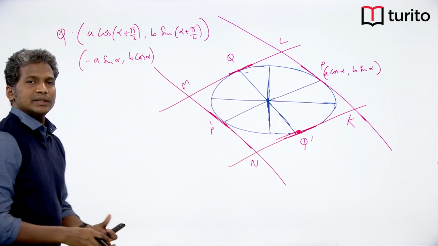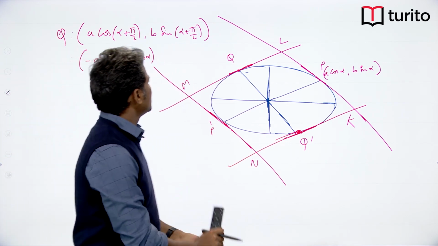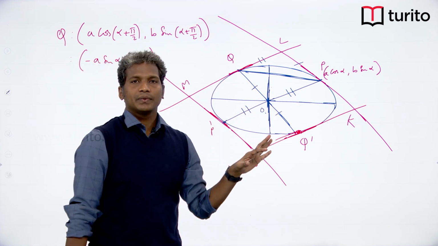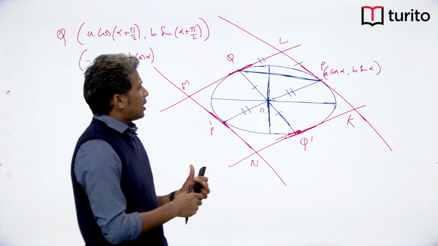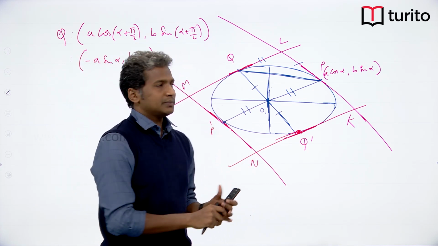This is sin(90 plus theta) and cos(90 plus theta). There is this parallelogram here. We got the points P and Q. Okay, so then how to proceed with the overall area?